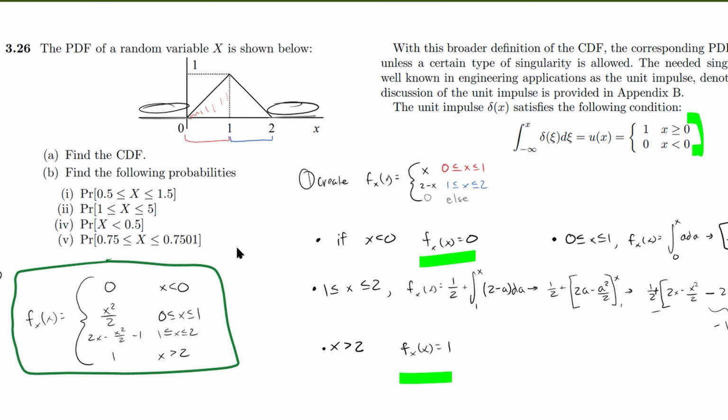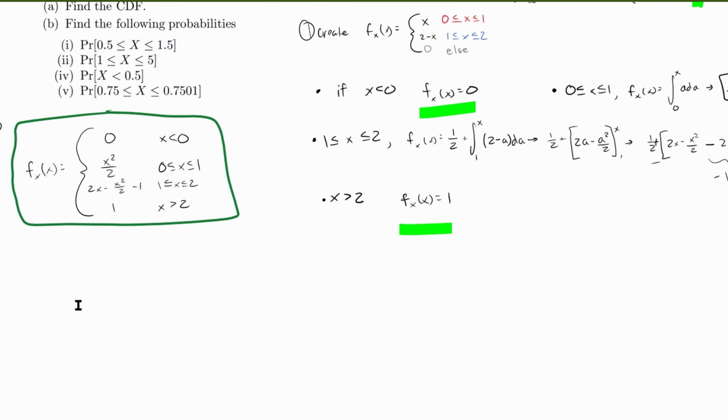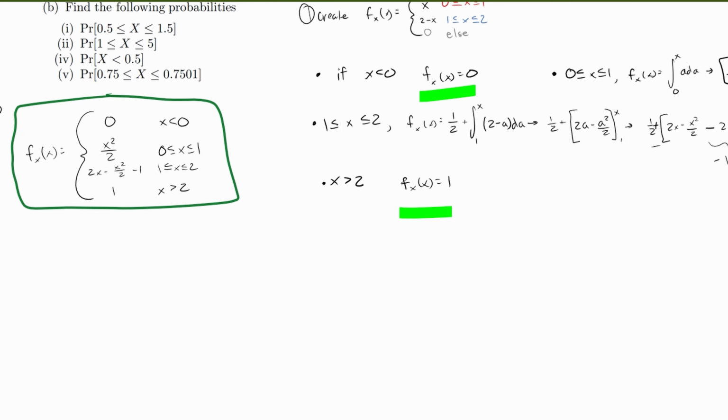In a previous video, we looked at the PDF of a random variable x, so that's shown below here. We've done all of this work. Now we're going to want to find the following probabilities because we previously looked at the CDF, and that's this right here. So now we're going to look at the following probabilities. So we're going to start this by looking at part 1.